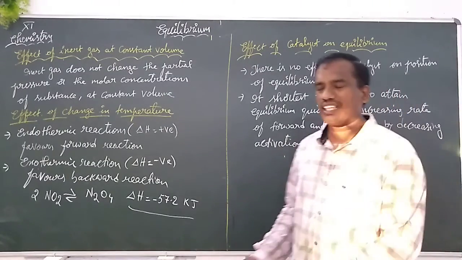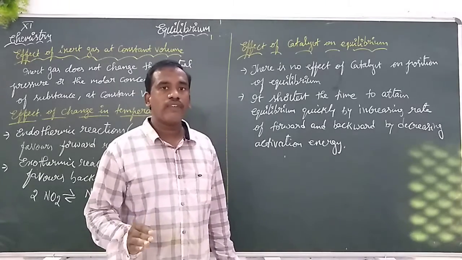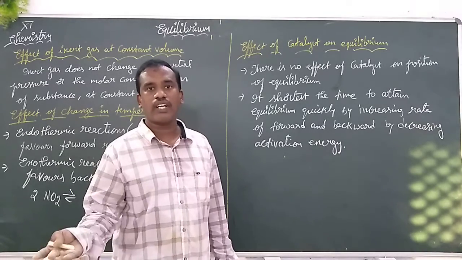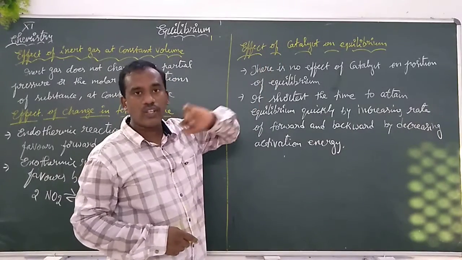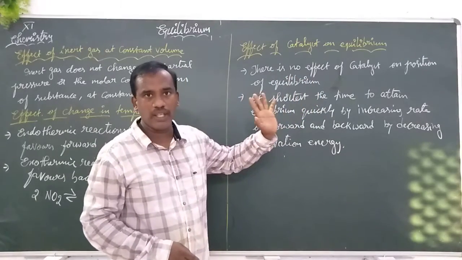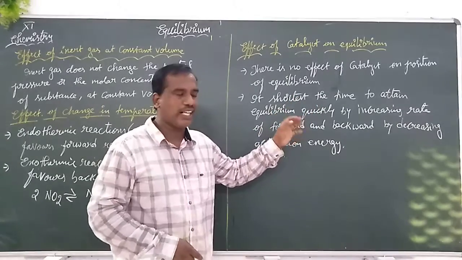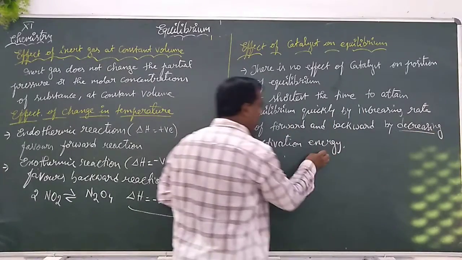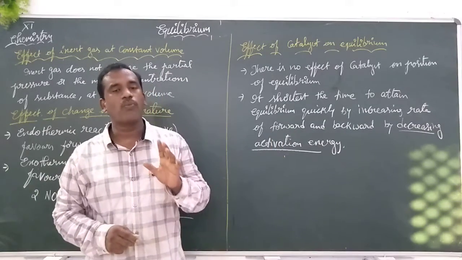Then what is the effect of catalyst? Generally, catalyst does not have any effect at the equilibrium. But what the catalyst will do is decrease the activation energy, means it will increase either the rate of forward reaction or the rate of backward reaction. So what we are saying is, there is no effect of catalyst on the position of the equilibrium. It shortens the time to attain the equilibrium quickly by increasing the rate of forward reaction or backward reaction by decreasing the activation energy. That's it. There is no effect of catalyst. That is the point we want to write.